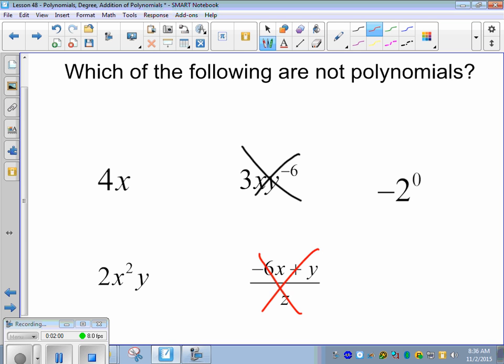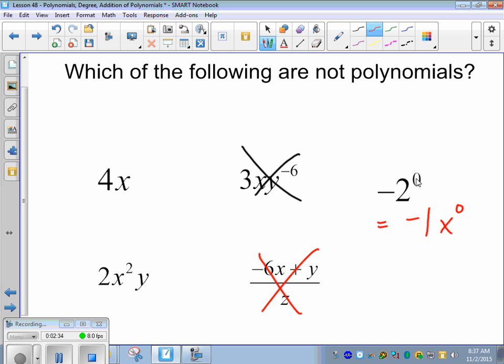Do you think there's anything else on here that's not a polynomial? Isaac? Negative 2 to the 0 is a polynomial. It's sort of tricky. Anything to the 0 is 1, right? So if I wanted to rewrite this, it is actually negative 1. I could also rewrite this as negative 1x to the 0, because x to the 0 would turn into 1. So a constant by itself is a polynomial.